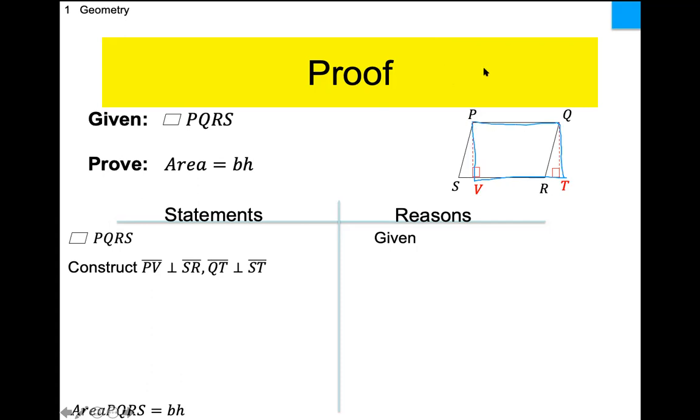Rectangle. Yeah, so keep that in mind. All right, so here's the proof. Once that's done, that's just construction. I can immediately say that PV is congruent to QT because, well, it's a parallelogram.